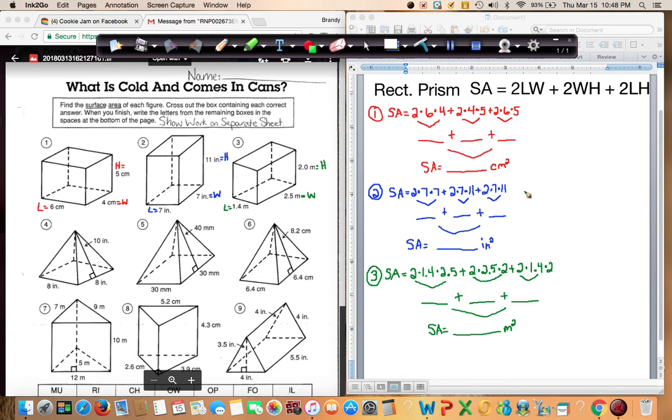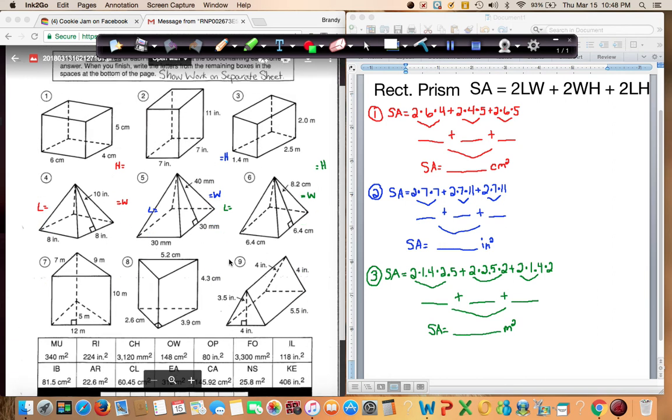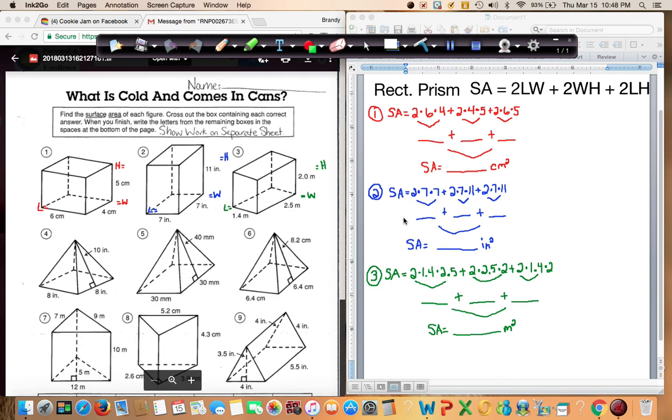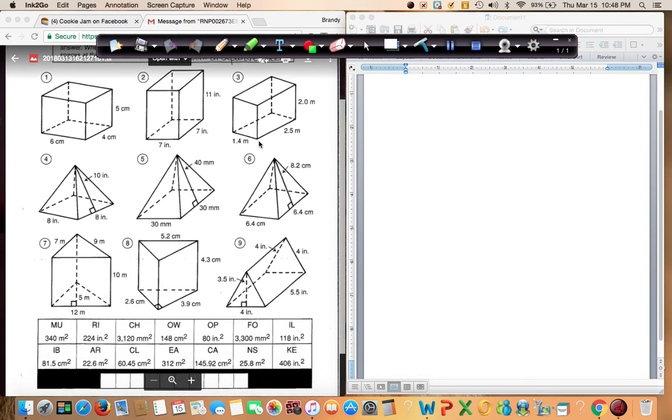Pause the video, make sure you have all this written down on your separate piece of paper, and then have the answers. Remember, you're to cross them out on the back. So let me show you here. If you come down here, whatever your answers are, you cross them out. So we're crossing out the correct answers. I am going to clear the screen so that we can do 4, 5, and 6. Okay? So let's see here. Clear the screen. Alright. So we have 4, 5, and 6.